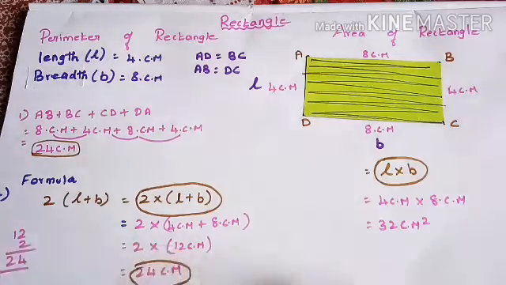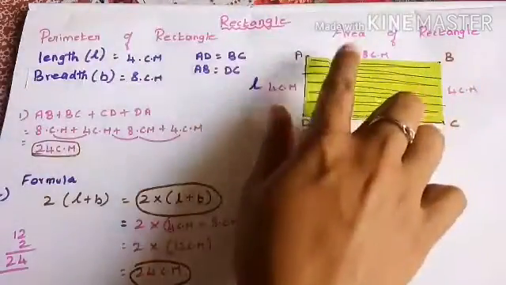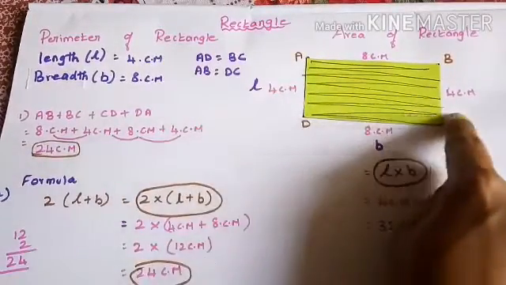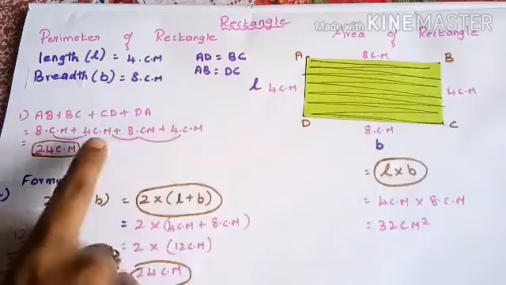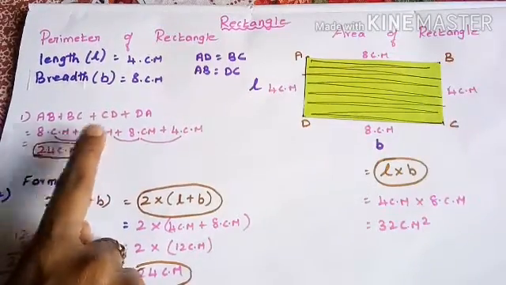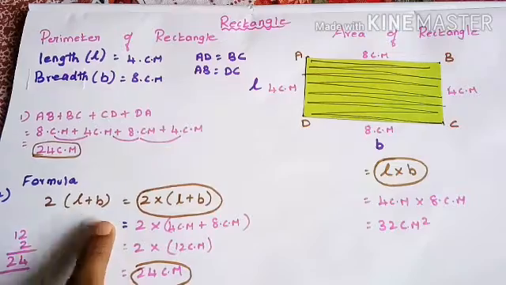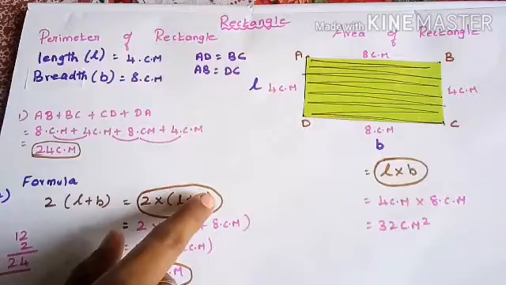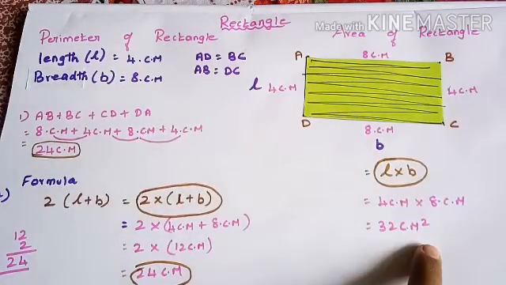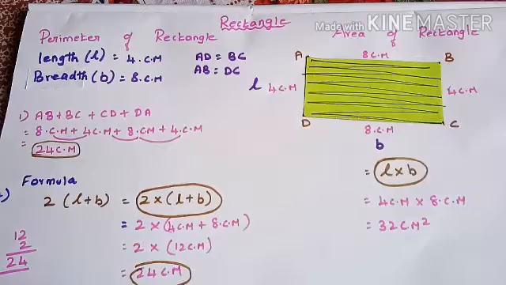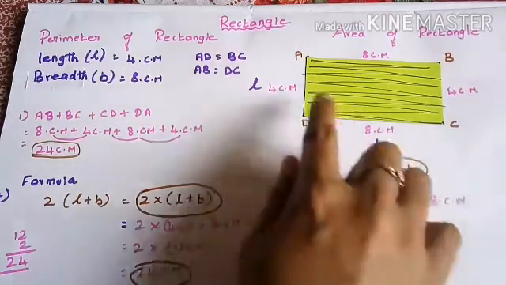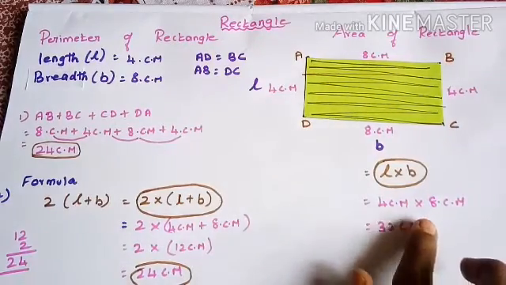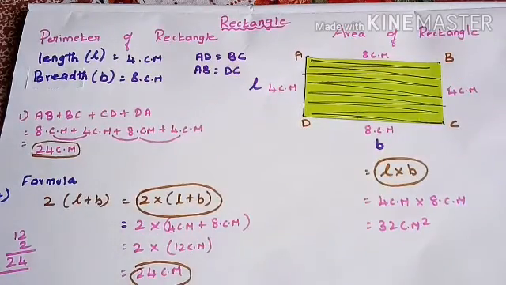So students, now you are clear. This is rectangle because opposite sides are equal. This part is length and this part is breadth. Got it? This is a common method to find the perimeter of rectangle. This is the formula method to find the perimeter of rectangle. 2 into L plus B. And this is area of rectangle formula L into B. Okay. So L is 4 centimeter and breadth is 8 centimeter. So 4 8s are 32 centimeter square. Now you are clear?